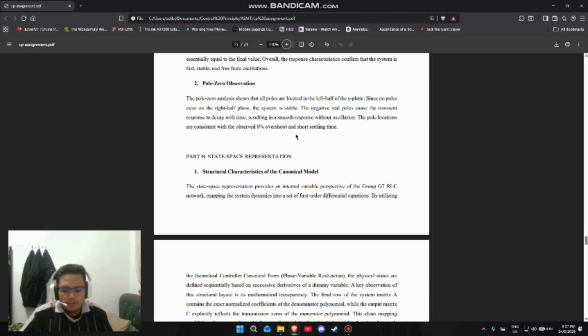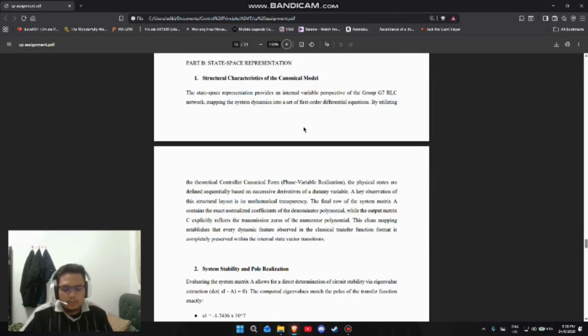Moving on to part B, the state space representation. While the transfer function looks at the system from the outside, state space looks inside the RLC network. We use the controller canonical form to organize our equations. The main benefit here is total transparency. The rows in the matrix are perfectly mapped out with the exact same characteristics as our transfer function. It proves that no data was lost when we change formats.